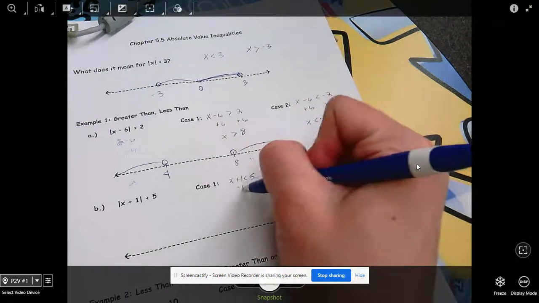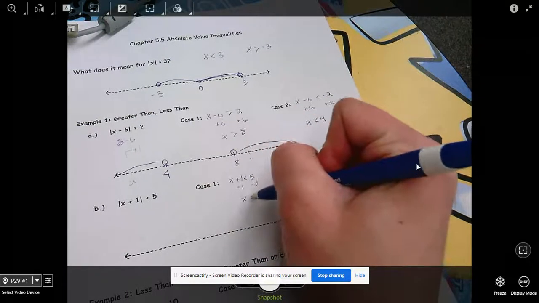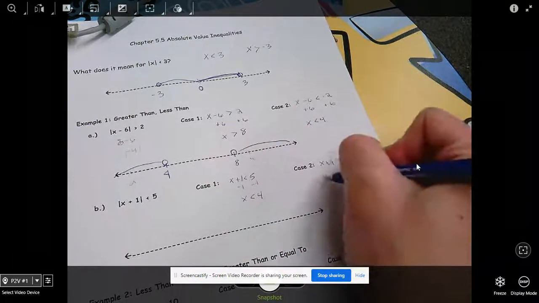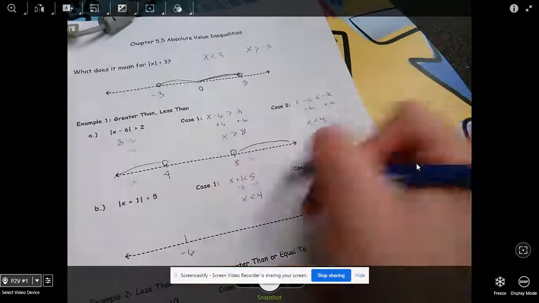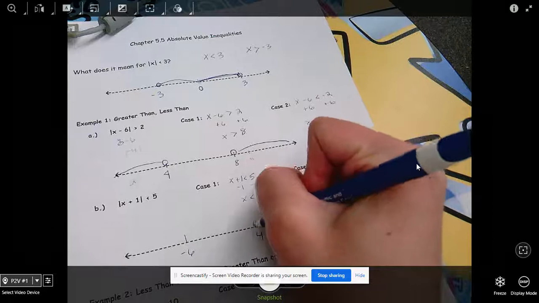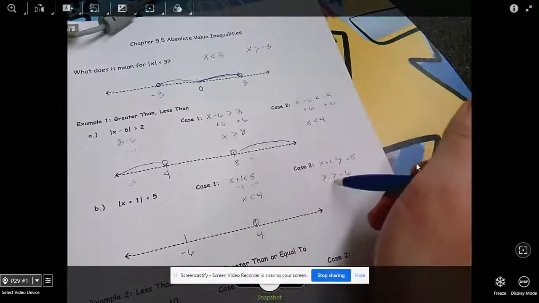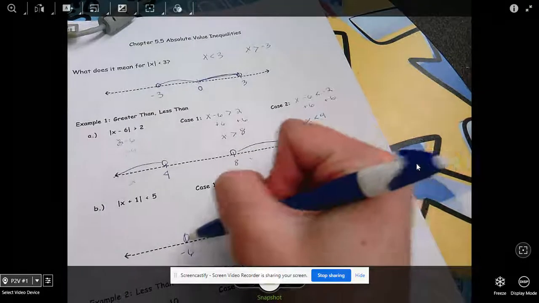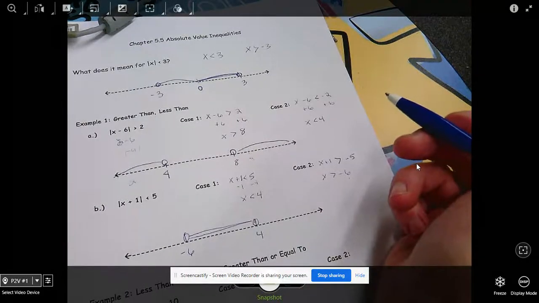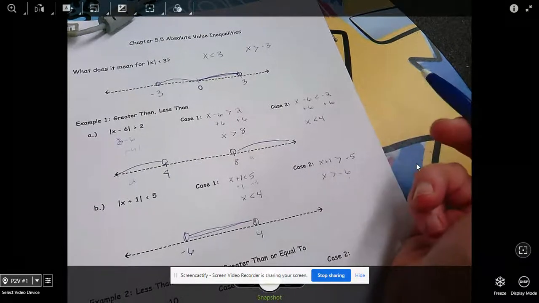Okay, so if we solve for both here, I get 4, and I get negative 6. So here I am at negative 6, here I am at 4. I have to be less than 4, but I have to be greater than negative 6. So you're in between here. Now you can check to see if it works.